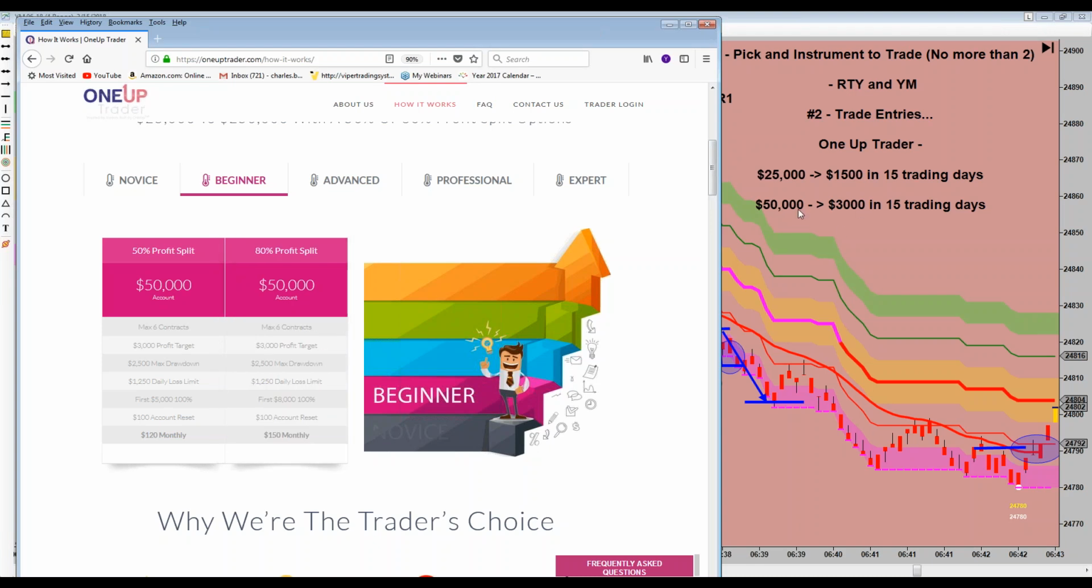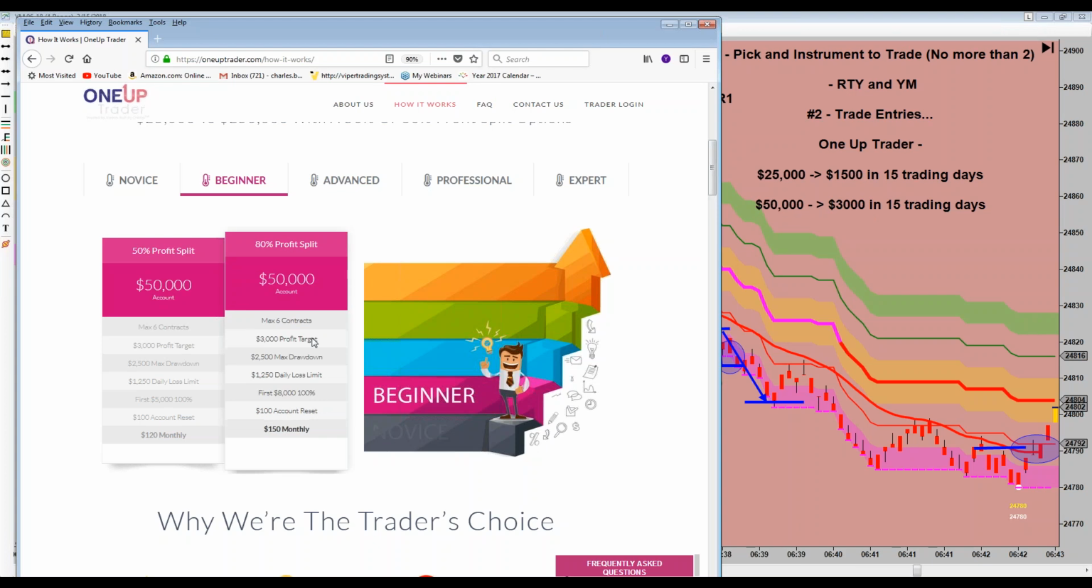Notice what I put over here. To get a $50,000 account, you need to get $3,000 in 15 trading days. So the profit goal is higher. Your drawdowns are higher too. You can go up to a $1,250 daily loss limit and $2,500 on the max. And that's going to be $150 a month. So what's $150 less 25%? Anybody real quick? What does that come up to? I think it's like $112.50 or something like that. Yeah, roughly.